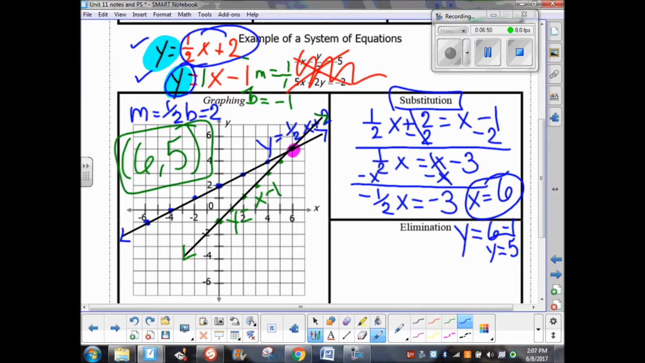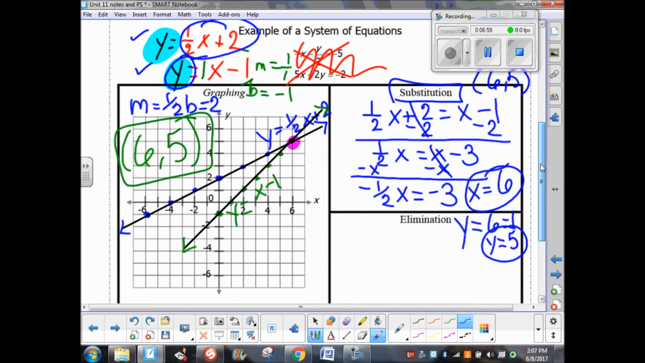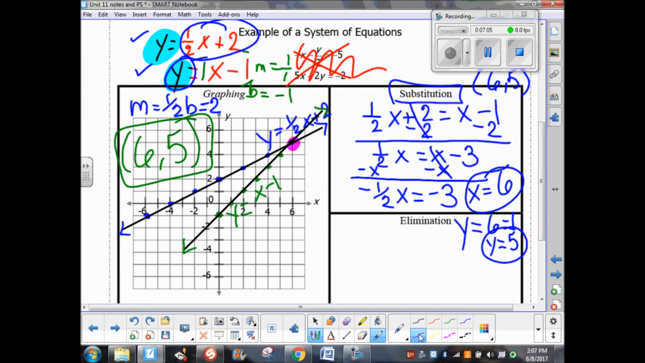Did we get the same solution as we did when we graphed it? Yep, we should. Okay? 6, 5. Alright, now let's practice the method of elimination with the same system. We know what the answer should be, right? So we better get that.